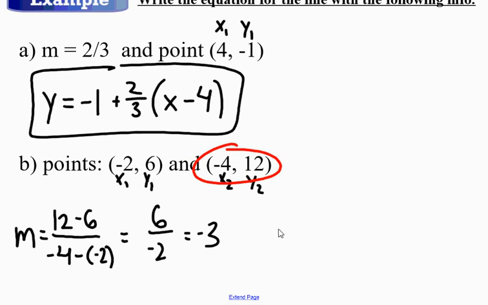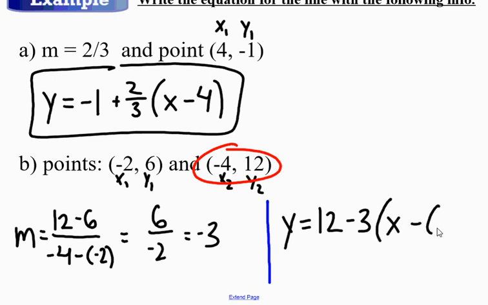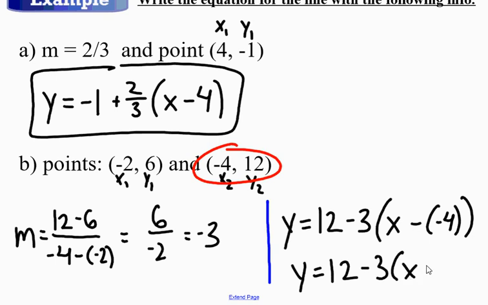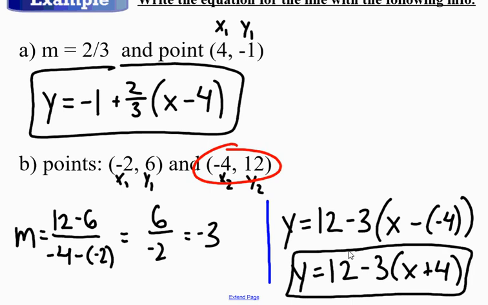So I would write my equation as, draw a line. My equation would be my y coordinate of my point is 12. My line changes by going down 3 over 1, but I just write -3. I don't need to write it as a fraction. It does this for every x past -4. How do we clean this up? If it's minus a negative, we would just write it as a plus. So we'd say y coordinate is 12 minus 3 for every x past a negative is +4. And that's how you could see it written in point slope form.